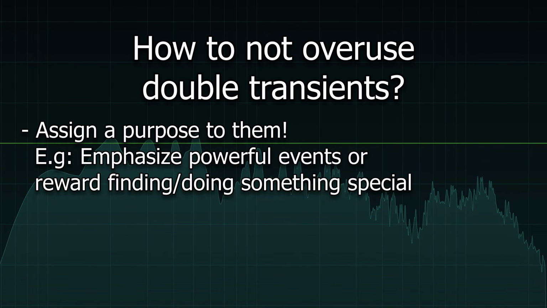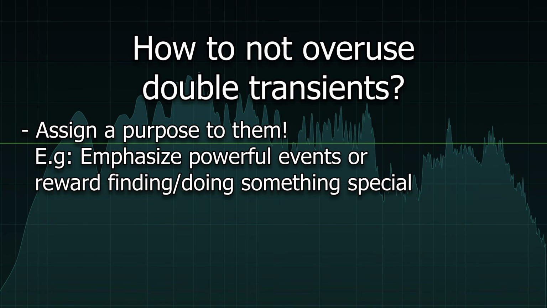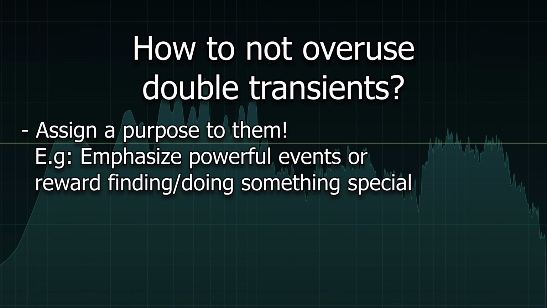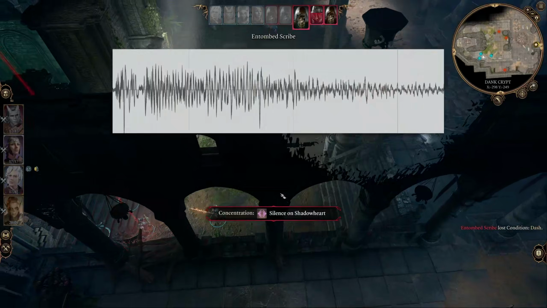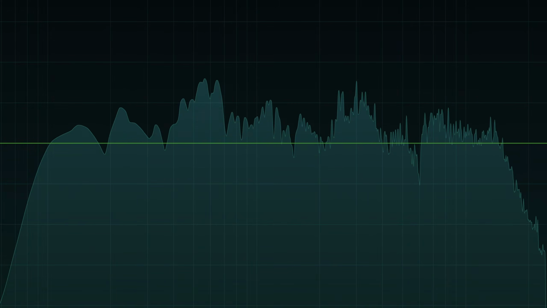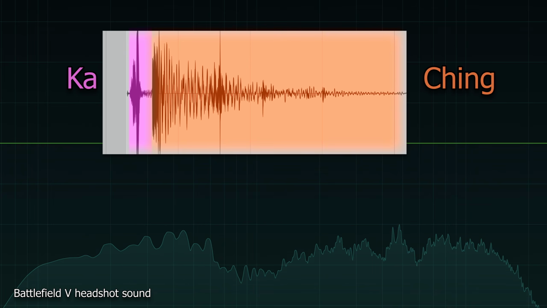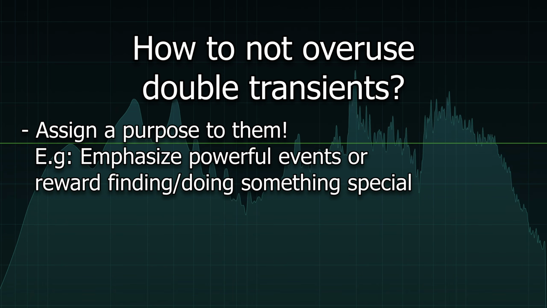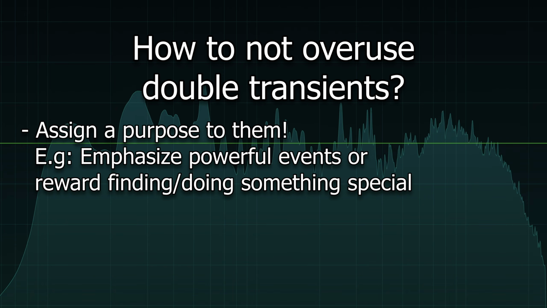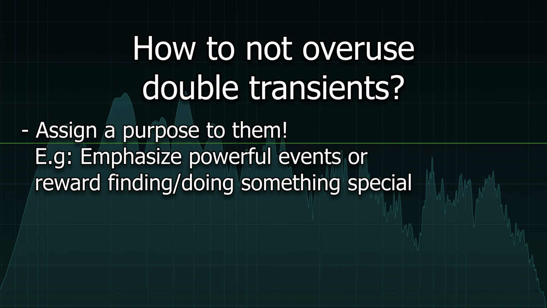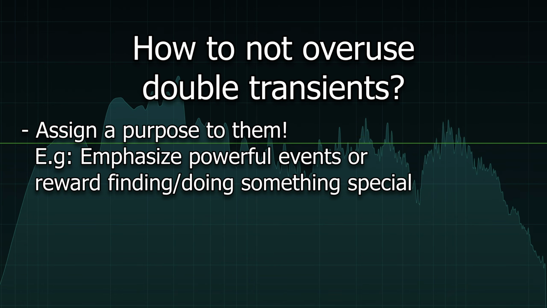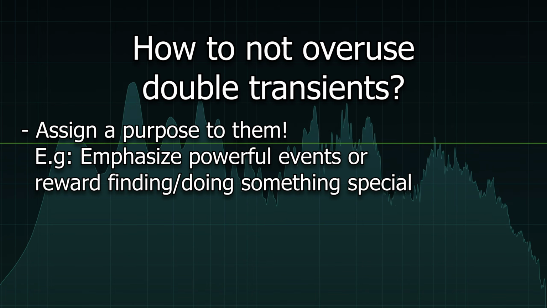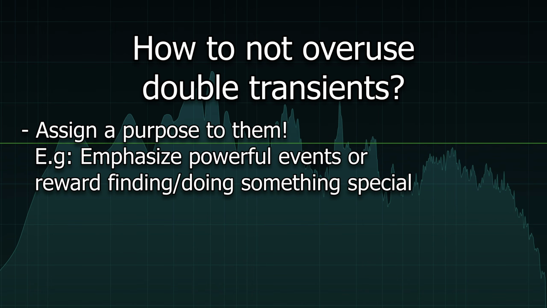Yeah, kaboom. And as for rewarding, finding, or doing something special, classic examples would be the usage of powerful spells in RPGs, or landing headshots in shooter games. The basic idea is that we deliberately restrict the usage of double transients by setting ourselves rules on when to use them. On the one hand, this can help with not overusing the effect, but it also emphasizes these powerful or special events and makes getting them even more desirable for players.